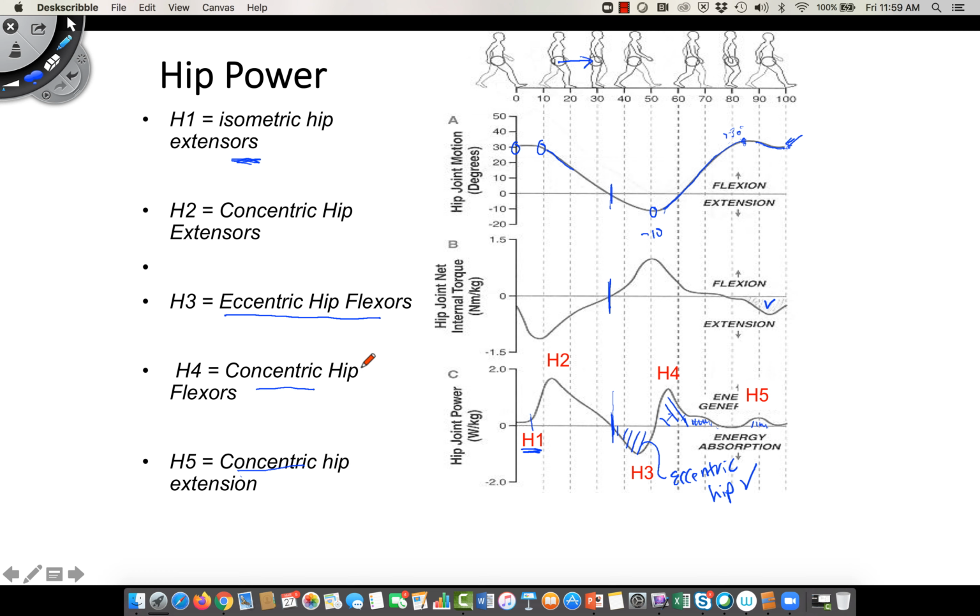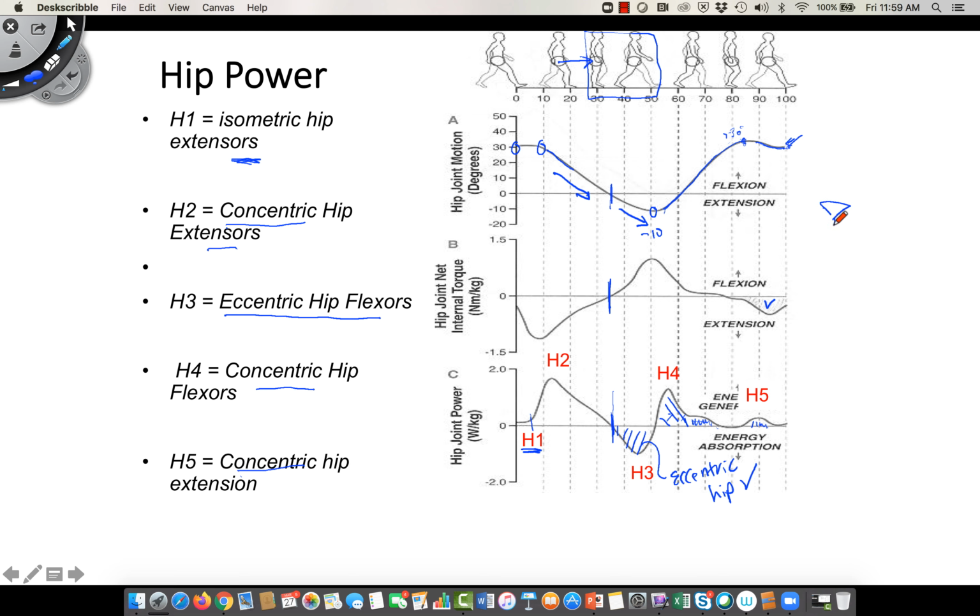Okay, so I'd like to circle back to making sure people understand this switch here from concentric hip extensors to eccentric hip flexors. And so I'm going to relate to these two drawings here. I'm going to put them over here.